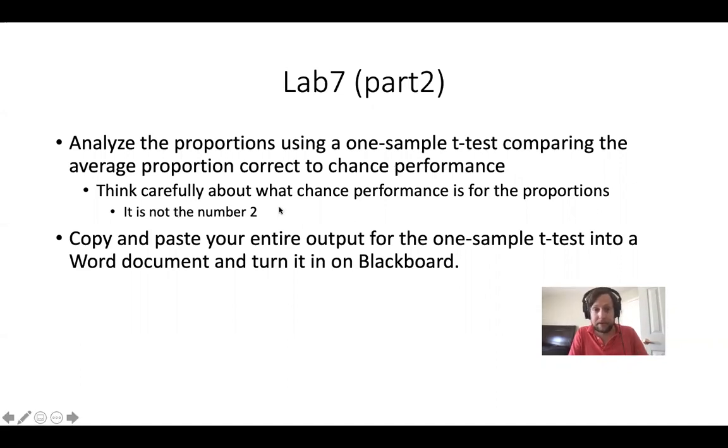What you do have to do is think carefully about what chance performance would be for the proportions. For the amount correct, chance performance was 2. But when I transformed the amount correct to proportions, chance performance is not going to be the number 2. It's going to be something else. And I will give you a clue. It's a number that has a decimal in it. You will copy and paste your entire output into a Word document, and you will turn that into Blackboard. This will be due Friday at 11:59 p.m.